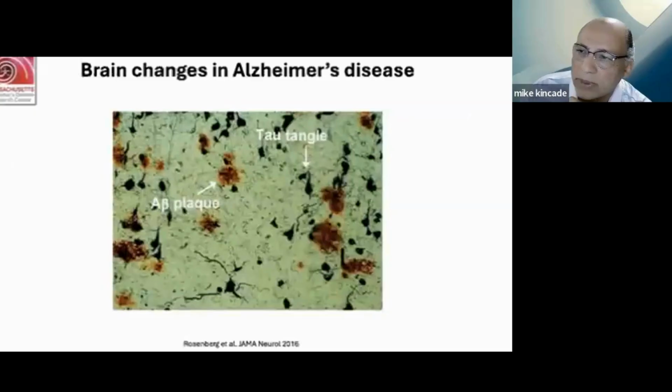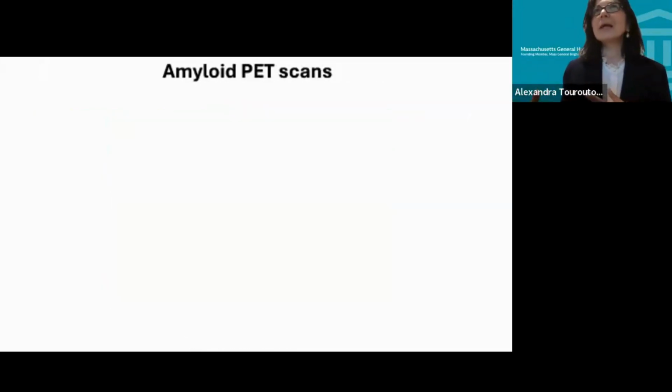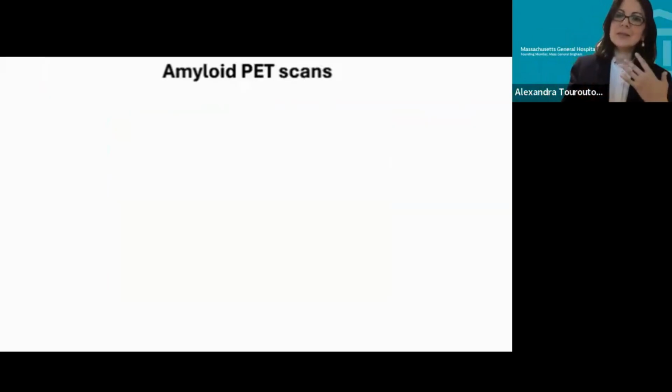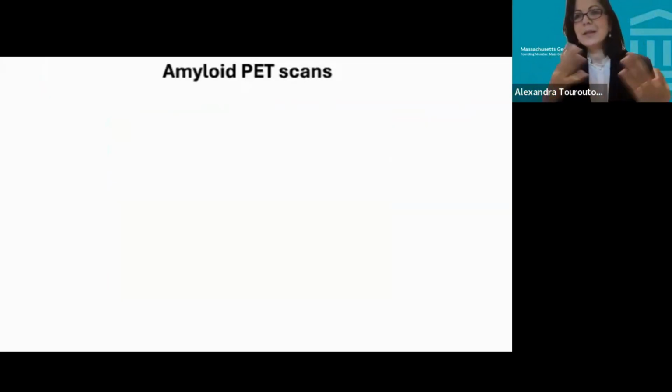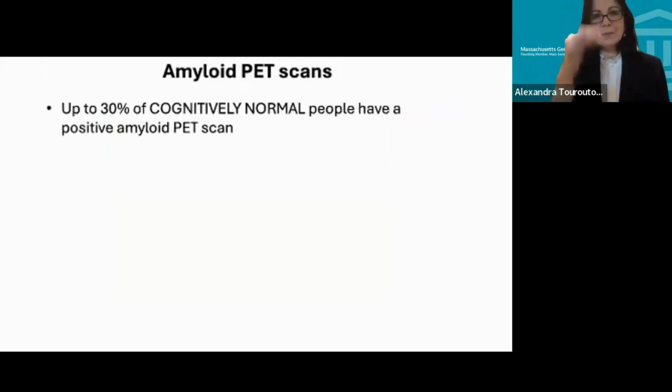I know that the radiation may sound scary, but think of the natural radiation around us in the background, the air we breathe, and the radiation from cell phones or in an airplane. There is radiation in the background. So we were talking about the amyloid PET scans, and amyloid PET scans are really, really important for the diagnosis of Alzheimer's disease.